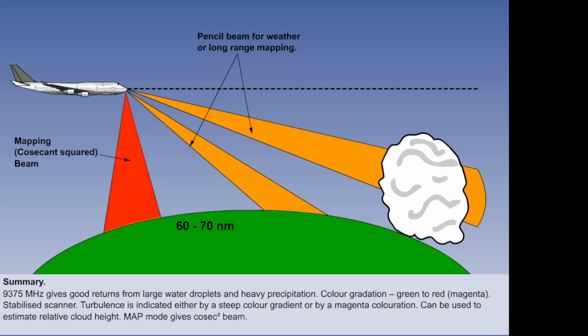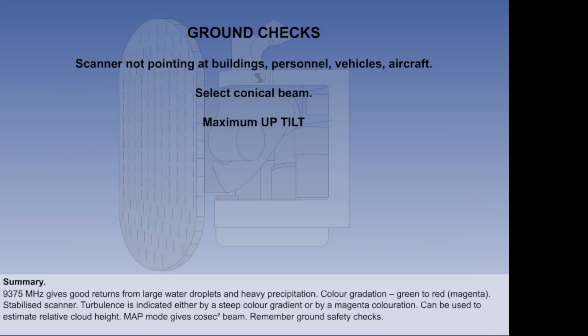The map mode gives a cosecant squared beam, which is fan-shaped, out to 60 or 70 nautical miles. It shows large areas of ground ahead of the aircraft. For ground mapping at greater ranges, the conical beam should be used. When checking the equipment prior to flight, check that the scanner is not pointed at buildings, personnel, vehicles, and aircraft. Then select conical beam and maximum up tilt.